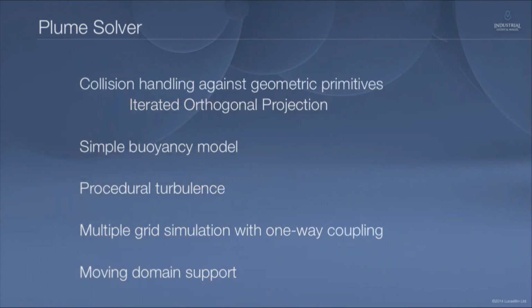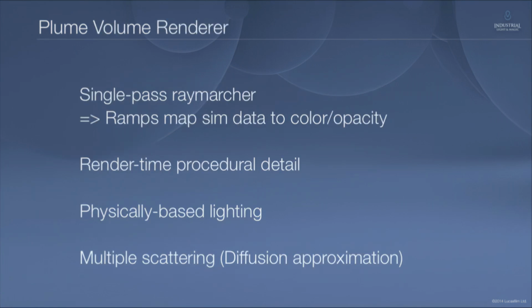These are the other features. I mentioned that the multi-grid didn't handle arbitrary boundary conditions inside the domain. We worked around that using an IOP, the iterated orthogonal projection, which is a really nice algorithm published in 2009 by Molemaker et al. That actually works around that problem. These are some of the other features in the solver that we have. Now I'm going to jump to the volume renderer.